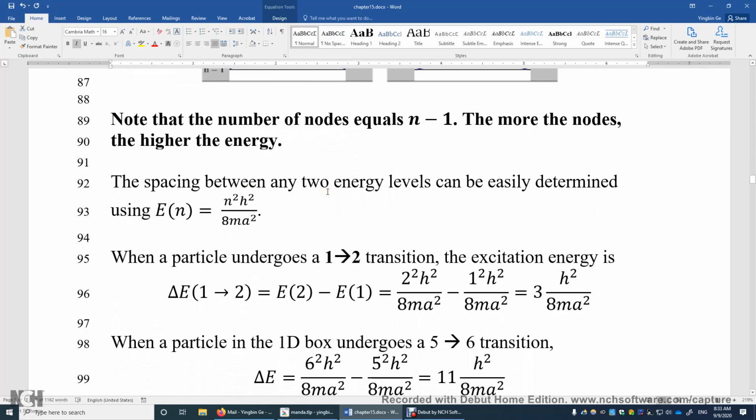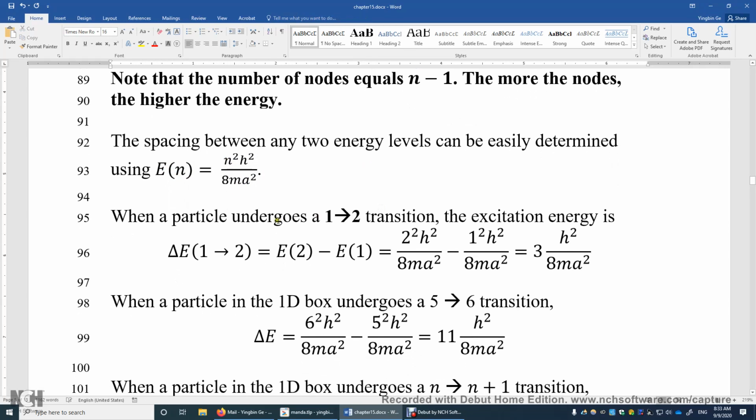All right, so we can also determine the spacing between any two energy levels because we know the energy of level n is n squared h squared over 8ma squared. So if we are looking at a transition of a particle from level 1 to level 2, the excitation energy is simply the difference between this energy and this energy. We plug in these two quantum numbers, 2 and 1, we get 3h squared over 8ma squared.